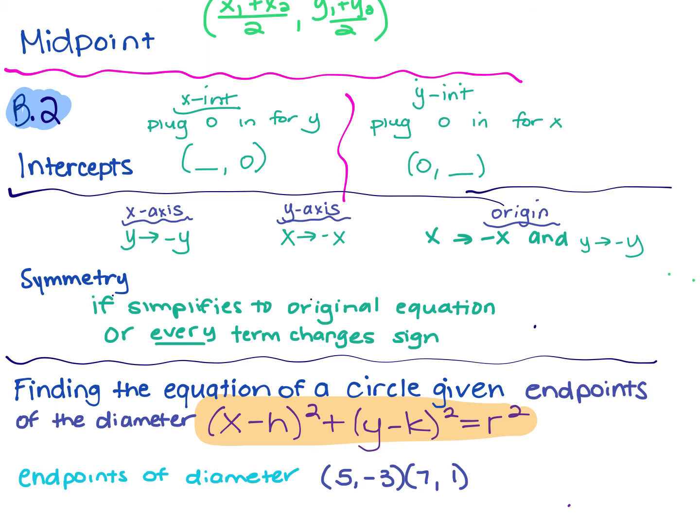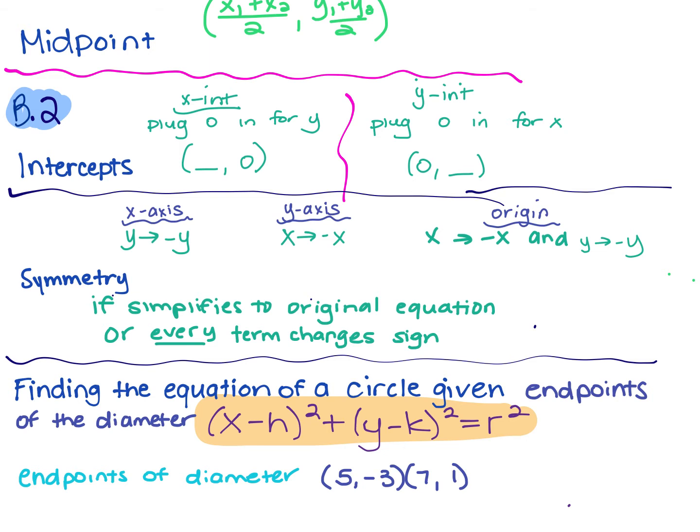So for our x-intercepts, we plug 0 in for y, and then we solve for x. And for our y-intercepts, we plug 0 in for x, and we solve for y. If that gives you enough information to graph, then graph it. If it doesn't and you need extra points, do it quickly, but you can plot some extra points, okay?